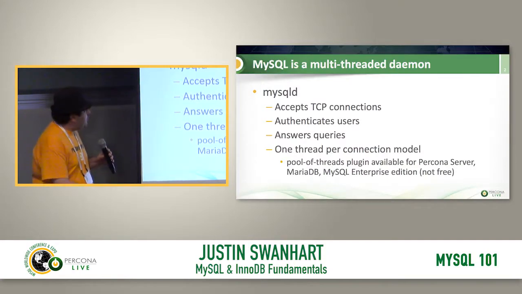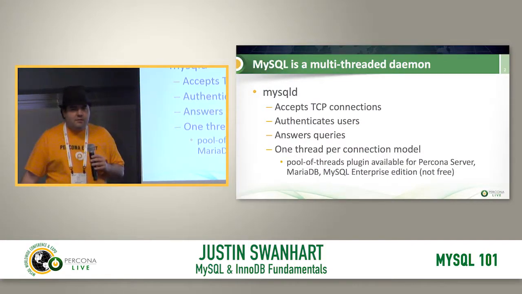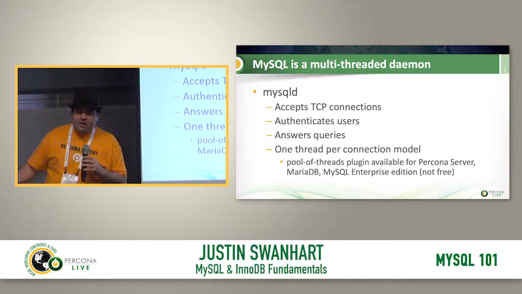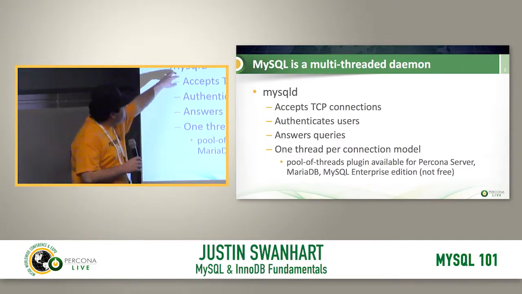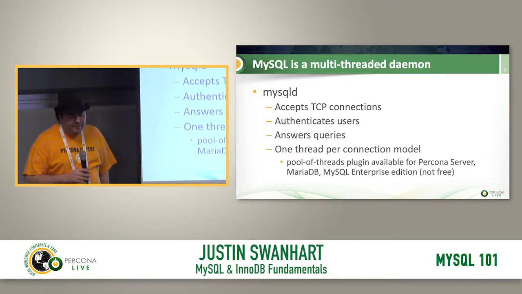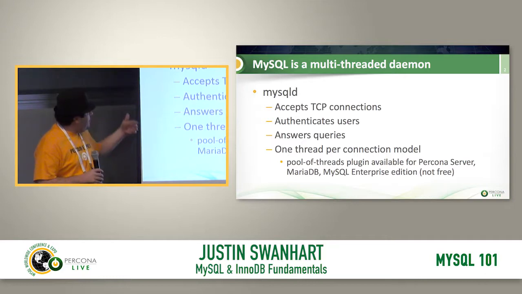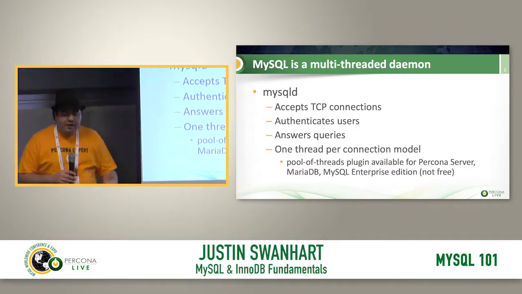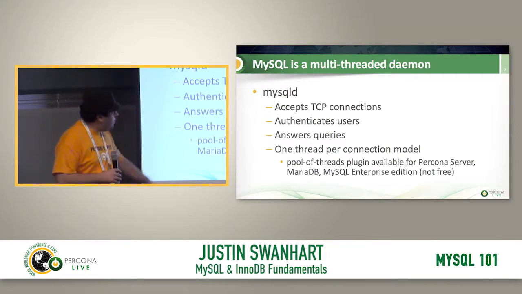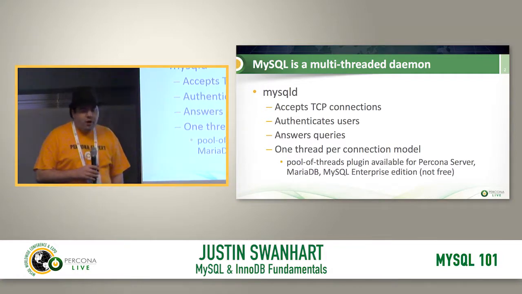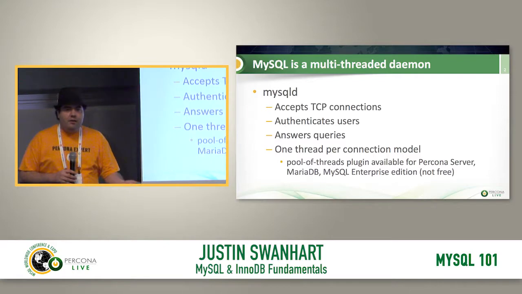So first off, MySQL is multi-threaded, right? Some other databases are multi-process. They spawn a new process when you connect, but MySQL is multi-threaded. So the main daemon is mysqld. It runs in the background. It accepts TCP connections. It authenticates the users. It answers queries. And as I said, it's a one thread per connection model. So normally you have one thread for every connection.